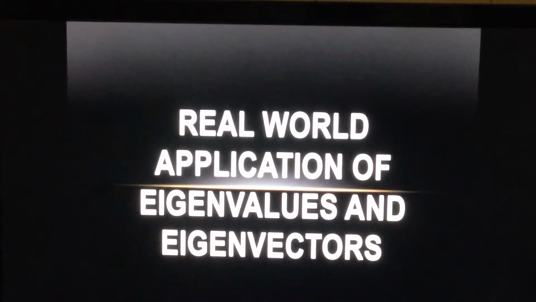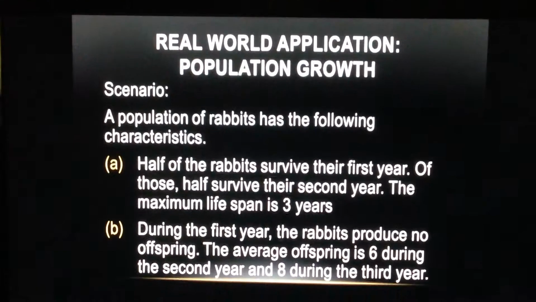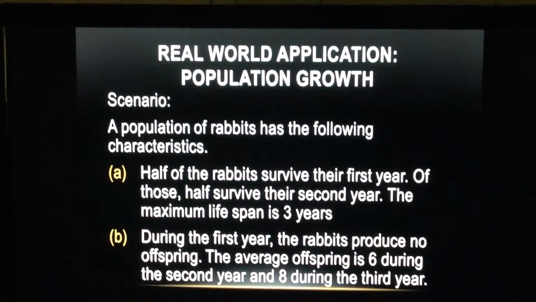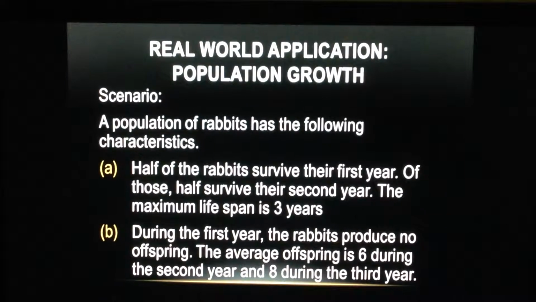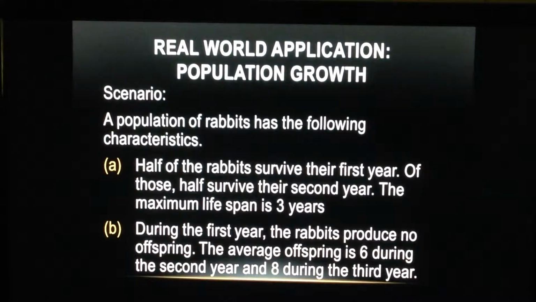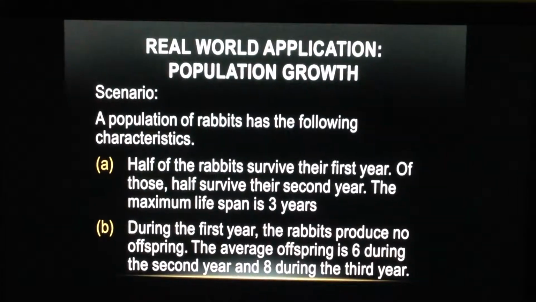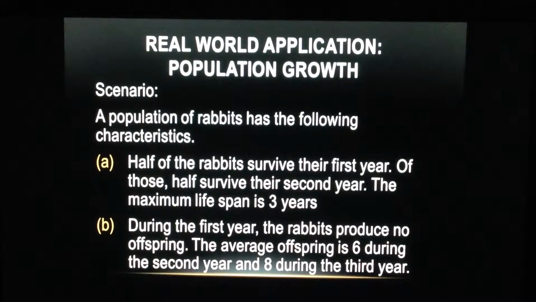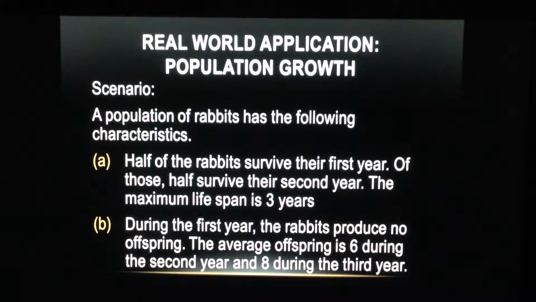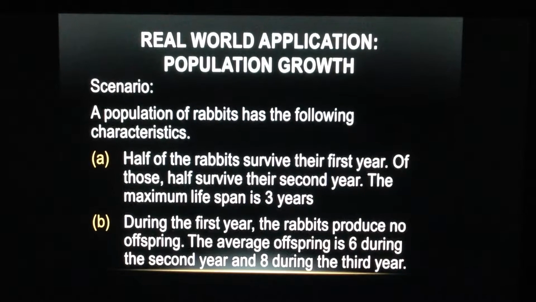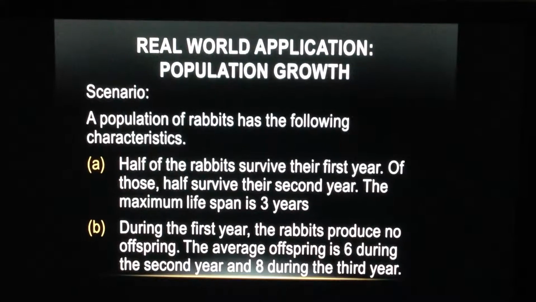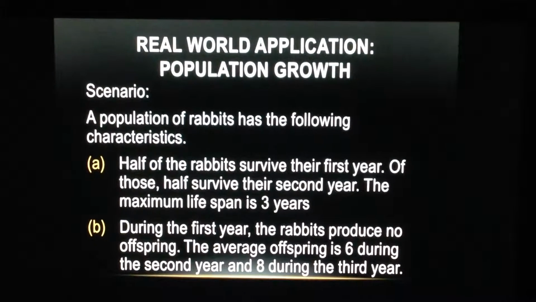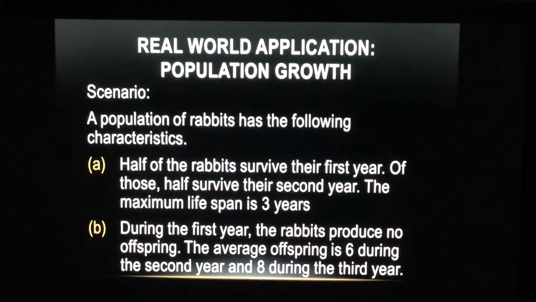So how does this apply to the real world? It applies to the real world in examples such as population growth. So say that a population of rabbits has the following characteristics. Half of the rabbits survive their first year, and of those, half survive to their second year. The maximum lifespan for these rabbits is 3 years. During the first year, there is no offspring. The second year, there's an average of 6 offspring, and the third year, an average of 8.